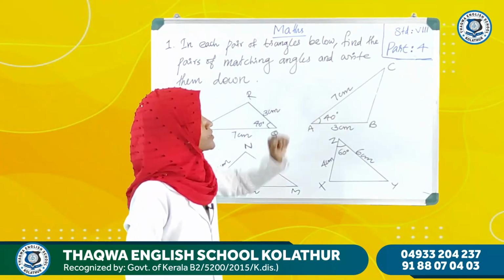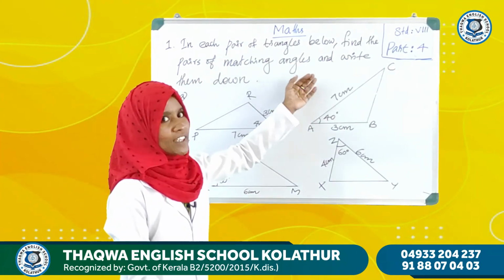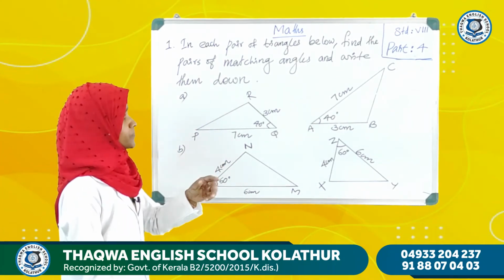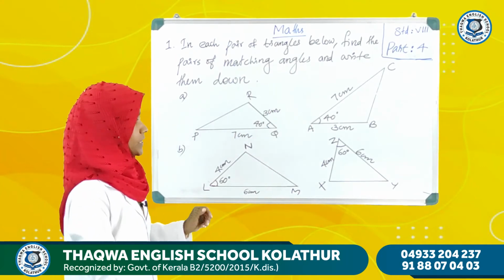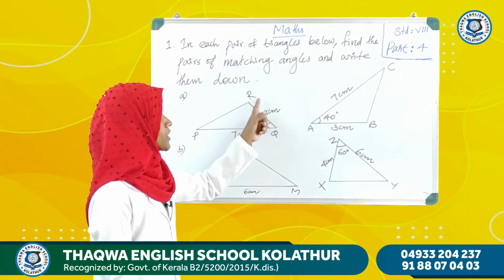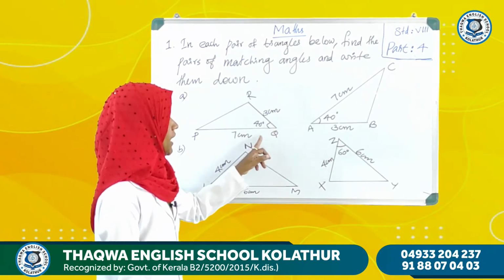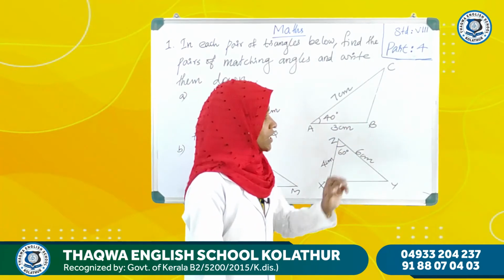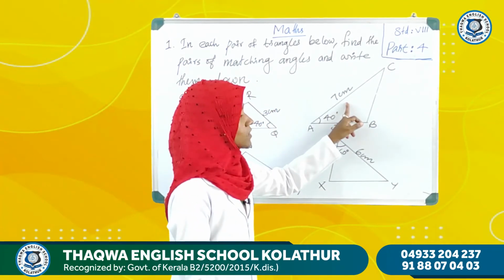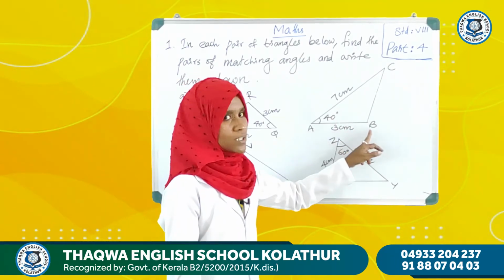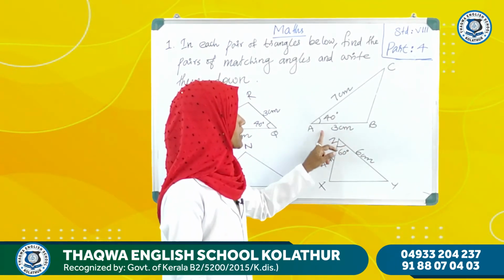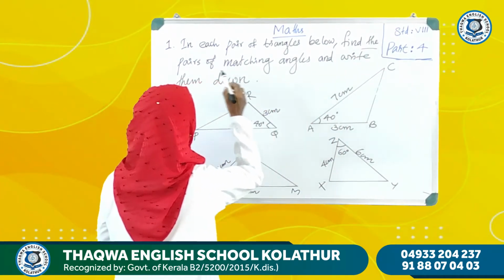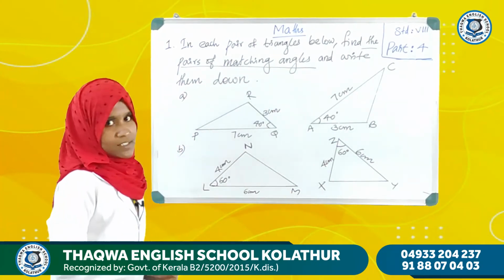In each pair of triangles below, find the pairs of matching angles and write them down. First pair, triangle PQR with PQ equals 7 centimeters and QR equals 3 centimeters and the angle made by them 40 degrees. Here triangle ABC and the sides AC is 7 centimeters, AB is 3 centimeters. Angle between them 40 degrees. What is the question? Find the pairs of matching angles.